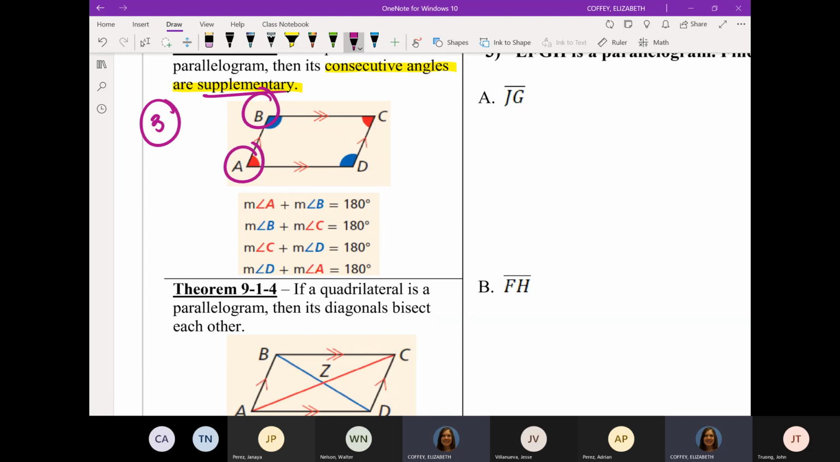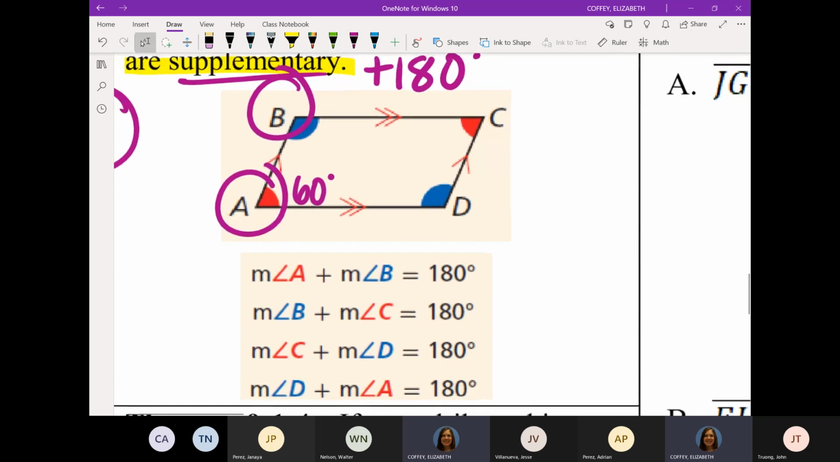Okay, what does supplementary mean? Adds up to 180. Very good. So I'm going to put a little note there to remind myself it adds up to 180. So for example, if I said angle A was 60 degrees, Hans, can you help us out? How would we get angle B? Very good. Subtract 60 from 180, which would be 120. Does that make sense? These are supplementary. They're going to add up to 180 because they are consecutive, which means they're one right after the other. Okay?